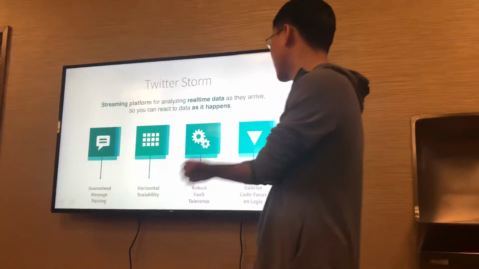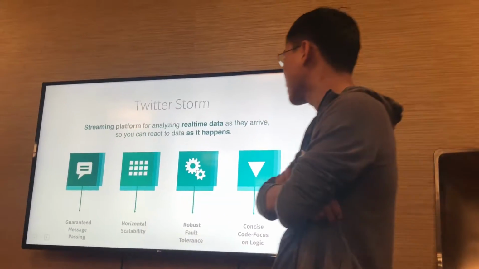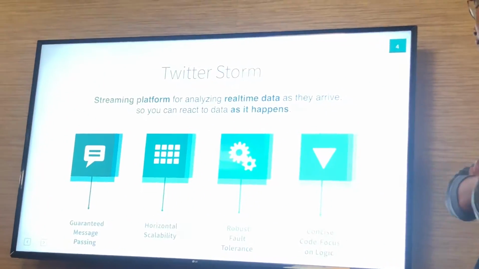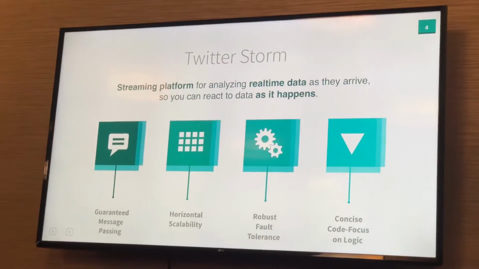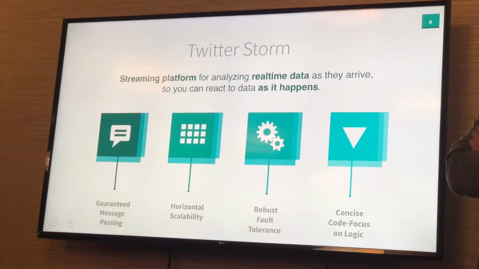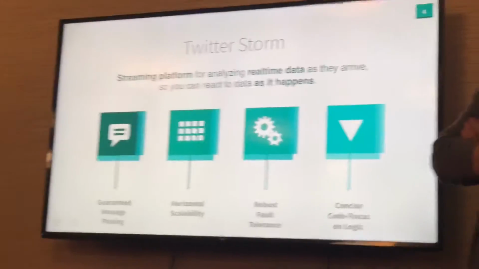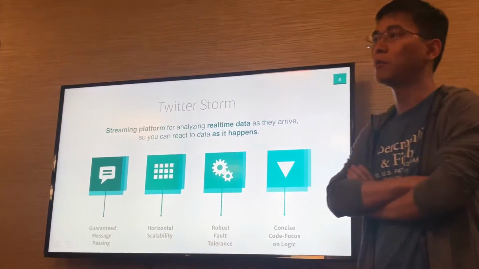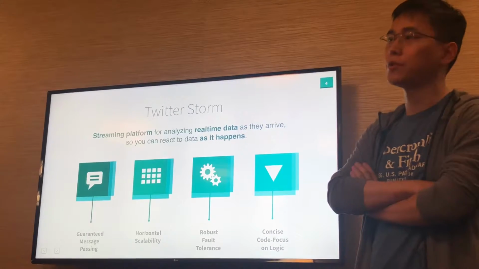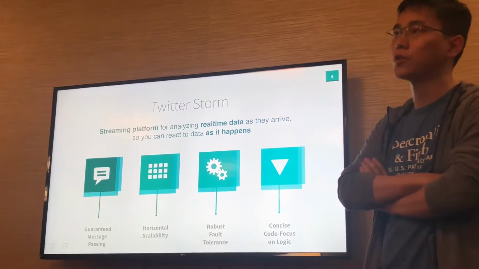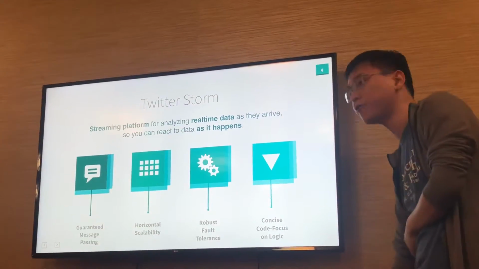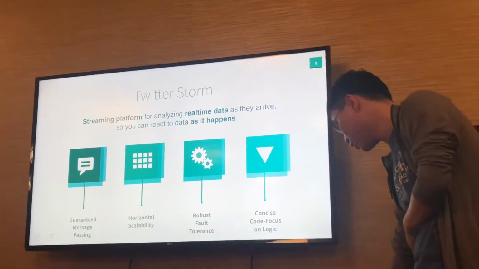Storm has these four fundamental features: guaranteed message passing, scale-out ability, and it's also fault tolerant. Also, like any other computing framework, they abstract all the failure handling and the scaling problems from the users, so that our users can focus on their core business logic to develop their apps. So this is briefly about Twitter Storm.